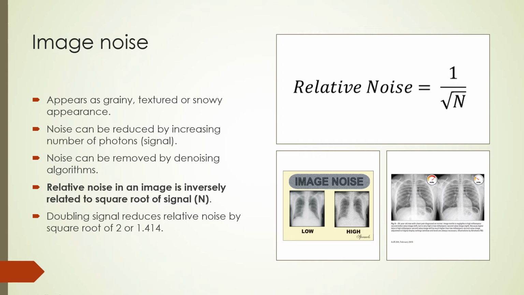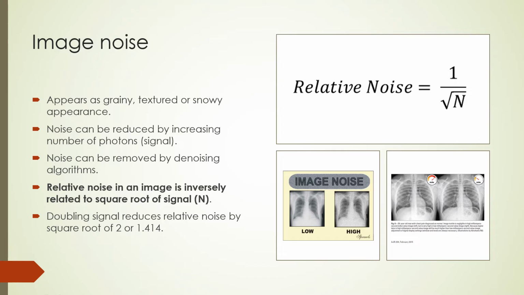All X-ray imaging modalities contain some noise. This noise is dominated by quantum mottle, which relates to the total number of X-rays used to generate an image. Noise gives the image a mottled, grainy, textured, or snowy appearance. From an X-ray tube point of view, noise can be reduced by increasing the number of photons as shown in the image below. Noise can also be reduced by using image receptors with higher absorption efficiencies.